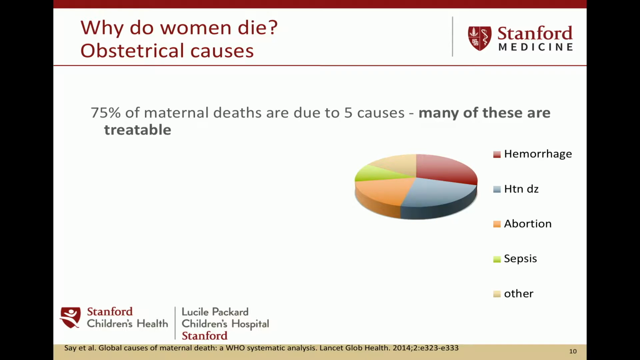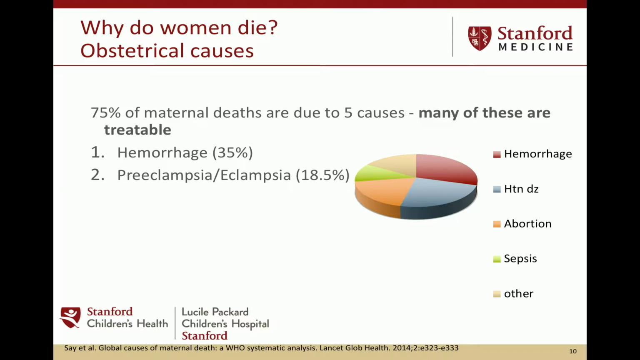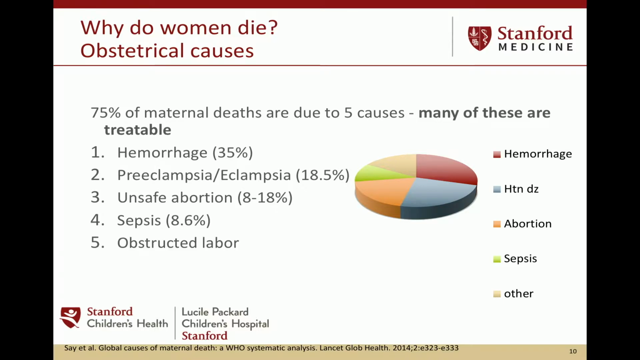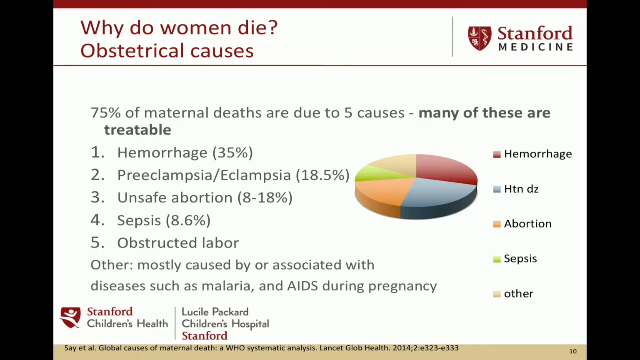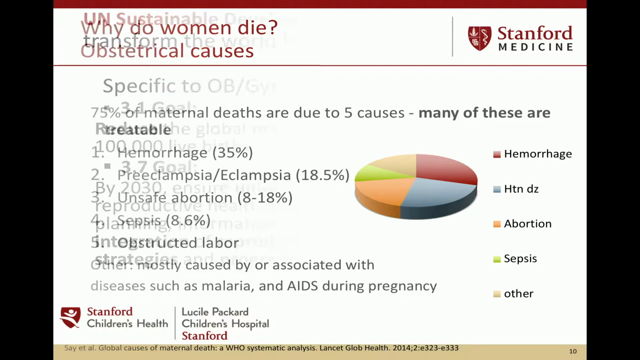The vast majority of our moms die from hemorrhage, but they also die from hypertensive disorders, preeclampsia, eclampsia. What else do we talk about? Unsafe abortion as well. We also, as Dr. Shah explained very well, have the problem with sepsis, obstructed labor, and also, depending on the country, we'll see the influence of malaria and the influence of HIV.